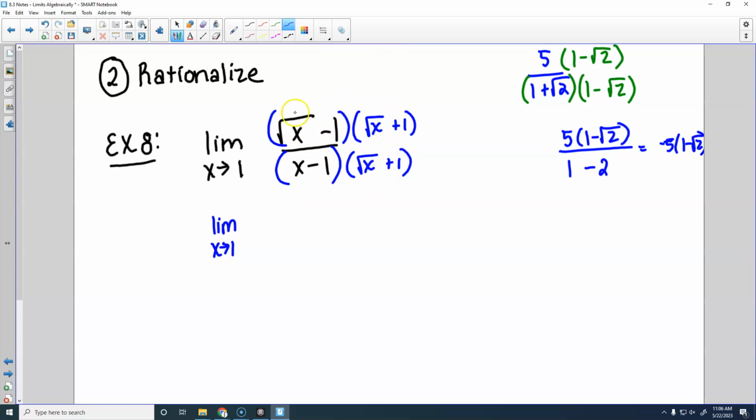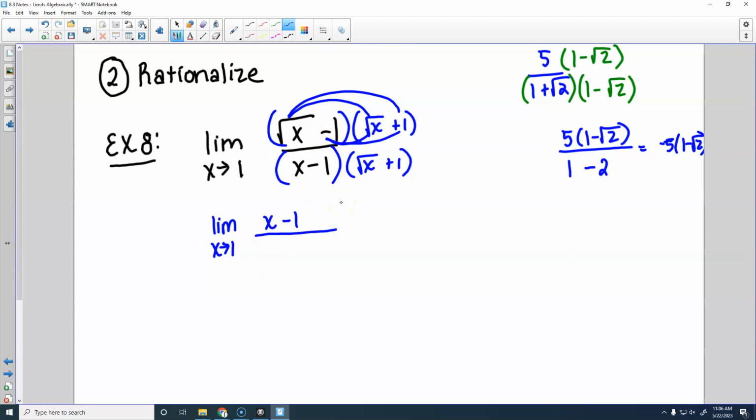So in the numerator, you want to multiply this together. Square root of x times square root of x is just x. You will get a positive square root of x and a negative square root of x. They will cancel each other out. I'm not going to write them because they cancel each other out. And then you'll have a minus 1.